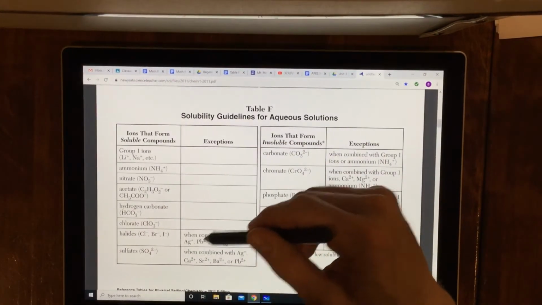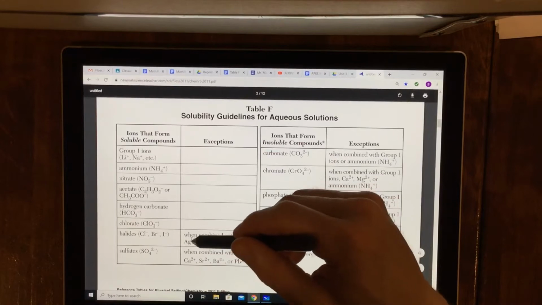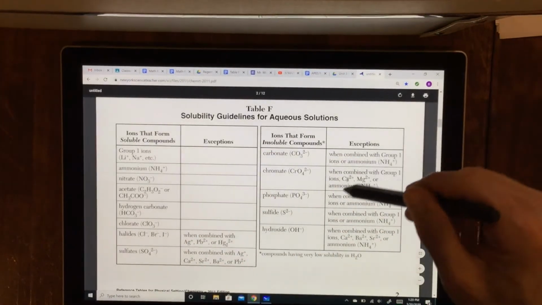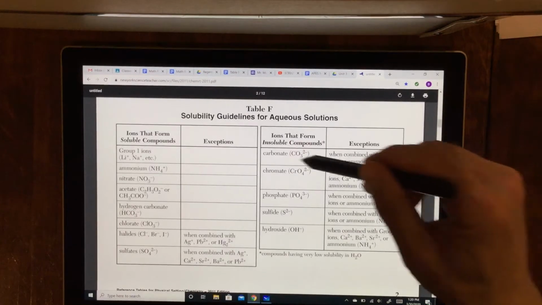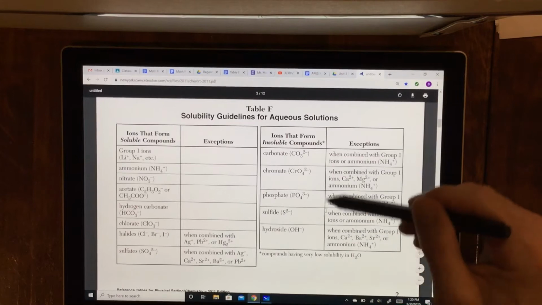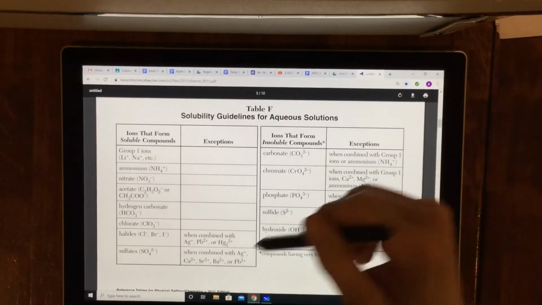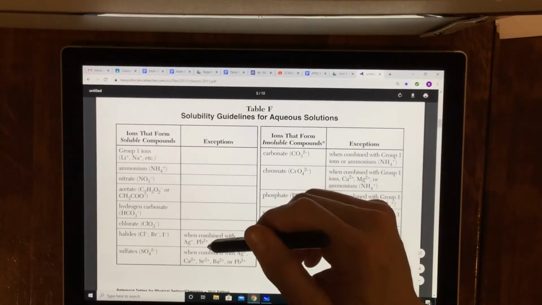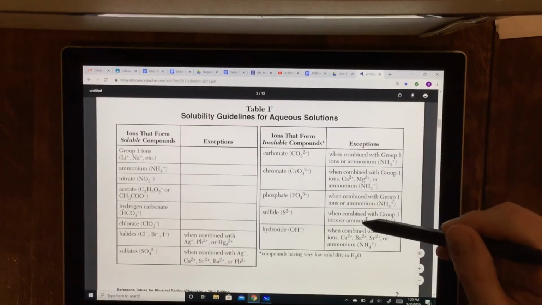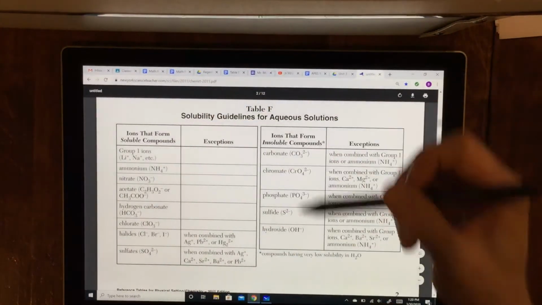So these ions make compounds, when combined with these ions, actually insoluble. And all of these exceptions, when bonded to these ions next to it, make those compounds soluble. So it's the opposite. So if the exceptions are being used, then we go over here. And if the exceptions here are being used, then we go over here to soluble. So I'll give you some examples.